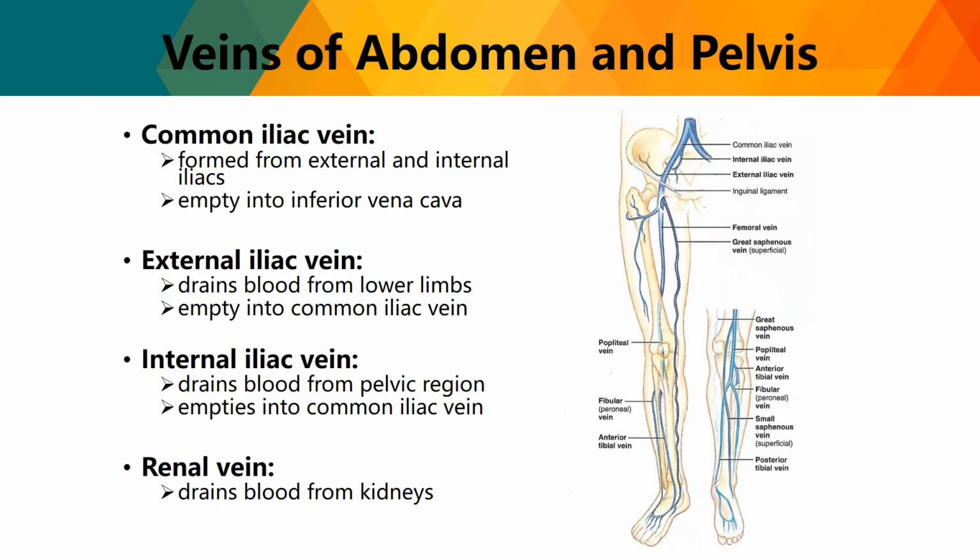So, next is the veins of your abdomen and pelvis. So, again, halos same lang din yung mga names niya kay artery. Pinagkaiba lang, these are veins. They are responsible in draining blood, okay, instead of supplying. So, common iliac vein, external iliac vein, internal iliac vein, and renal vein. Renal vein, from the term renal, it drains blood from your kidneys. Okay?